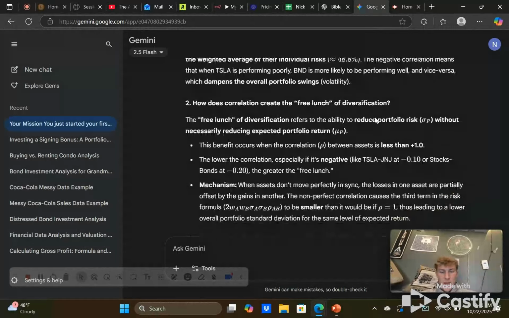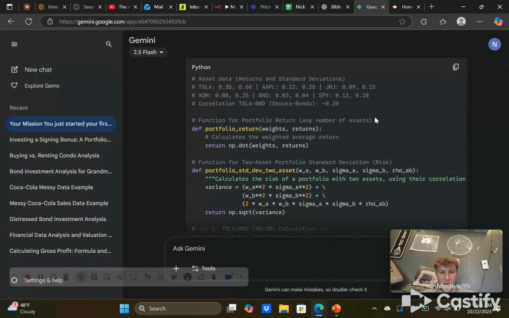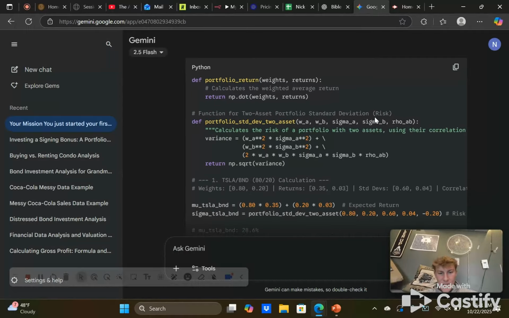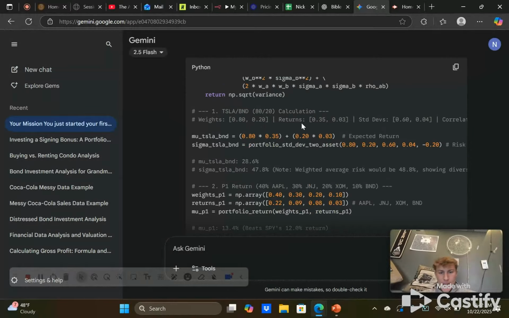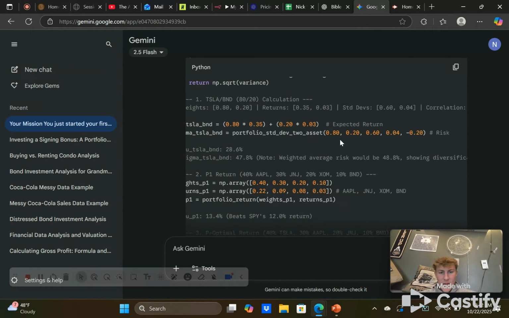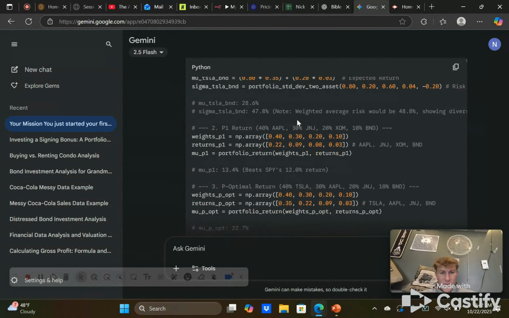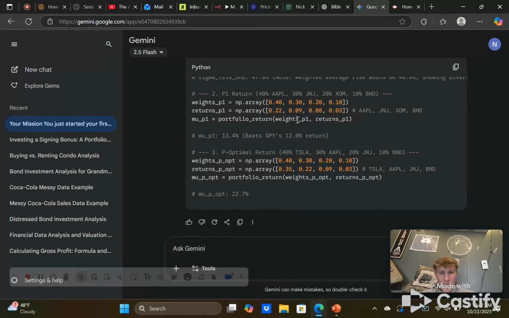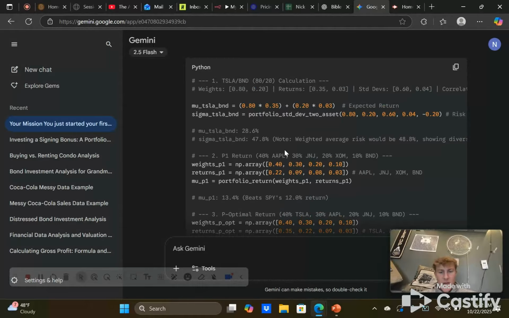Now to switch over to our Python code, we have it here, all our different asset data, different weights. This is in the code, the formula we just went over, the function to find the two-asset portfolio standard deviation risk. Kind of shown dissected more here. This is just listing more data here. This is finding our return.